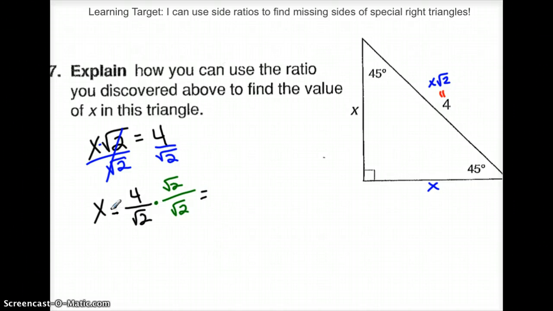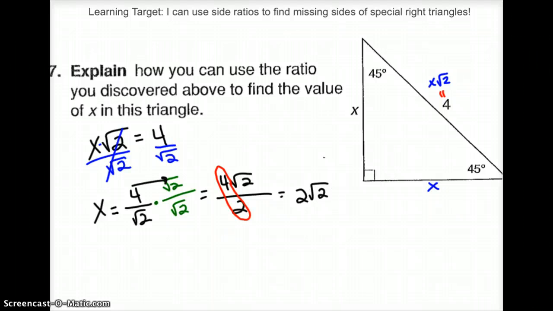Okay, so on the top, 4 times radical 2, well, it's just 4 radical 2, since the 2's in and the 4's out, there's no way I can get an 8, so that's what I'm stuck with. Radical 2 times radical 2, that would be square root of 4, which is just 2, okay? And then these outside numbers, I want to think about reducing. 4 divided by 2 reduces to a 2, okay?